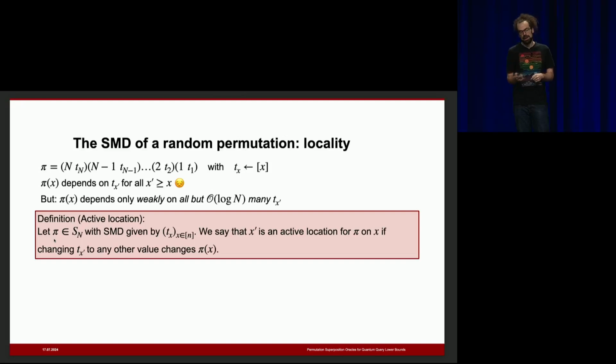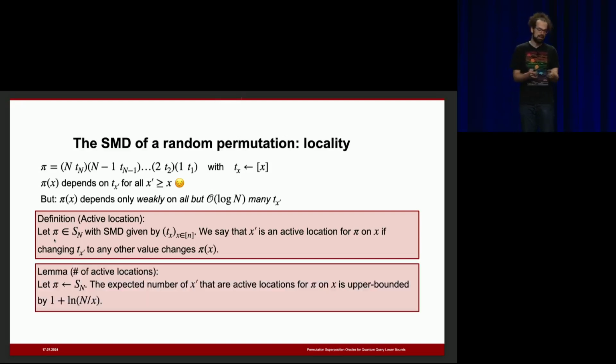And this definition makes sense because of the following lemma. For a random permutation, the expected number of active locations x prime for pi on x is upper bounded by a function that's at most logarithmic in the domain size of the permutation.